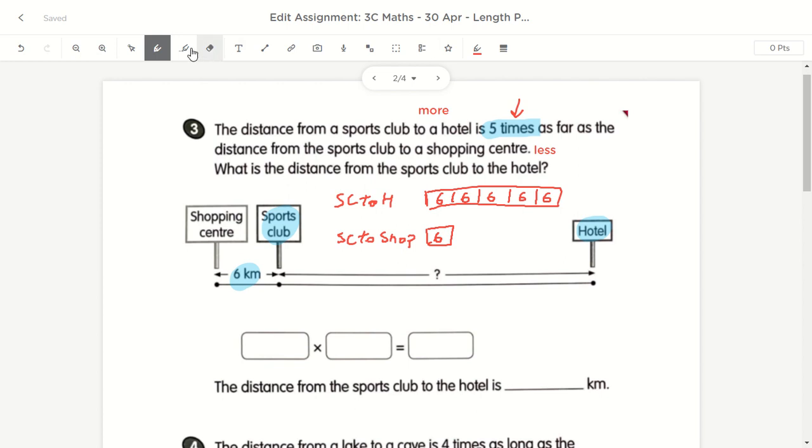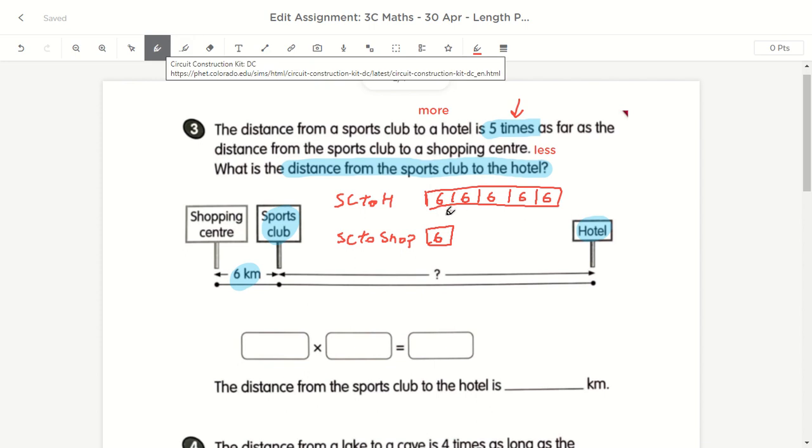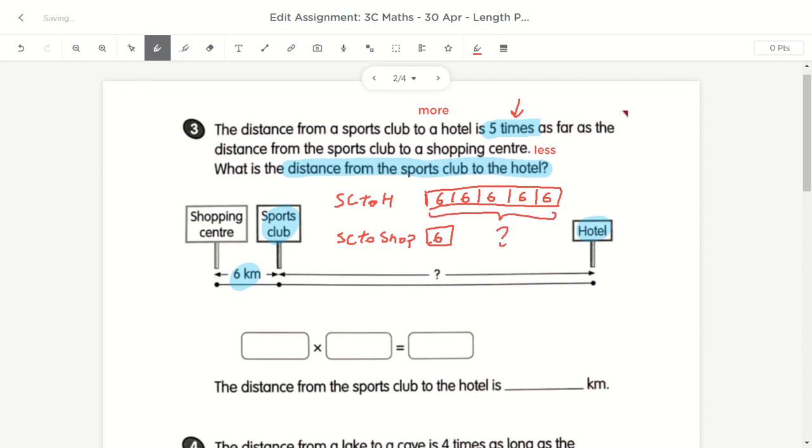So they are asking you the distance from the sports club to the hotel. Basically, they are asking you for this. So how to find this? Sometimes using models to represent word problems involving length is much easier than using a line or distance or length diagram. So you can always treat it as whole numbers and draw the models over here.